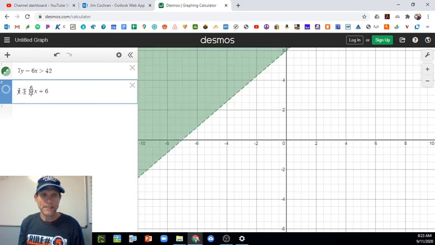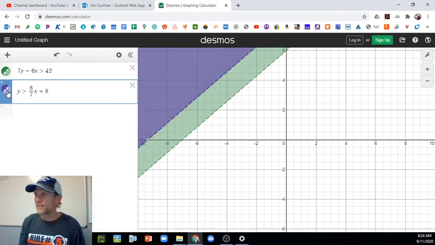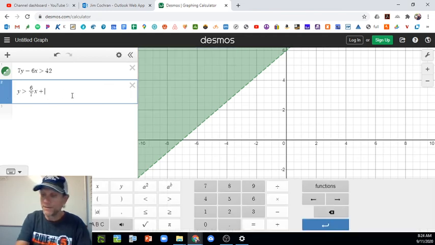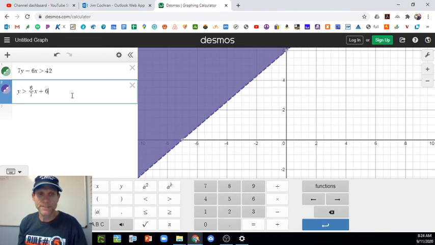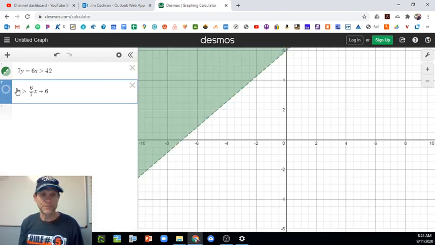So that's a little test to show that I changed something into slope-intercept form correctly. Okay. Let's say I would have done my division wrong, and when I divided by 7, I came up with 8. What I would have seen is that my graphs don't match, and therefore I did something incorrect when changing it to slope-intercept form. But I did it correctly and came up with 6, and it matched. All right, so that's a nice way to check some of your work.